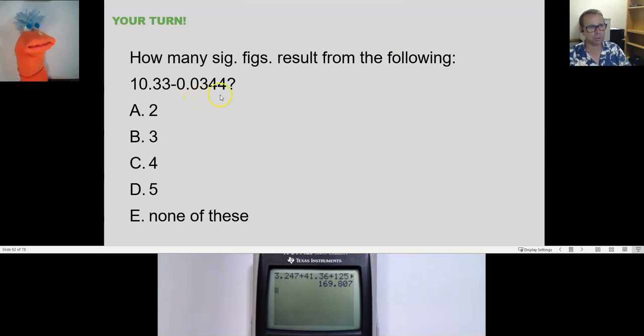10.33 minus 0.0344. All right, while you're thinking about it, I'll do the math in the calculator here. There's our number that we need to round to a certain number of significant digits, and the question is how many significant digits should we have? All right, what do you think, Fred? I'm not quite sure. Could you line it up for us?